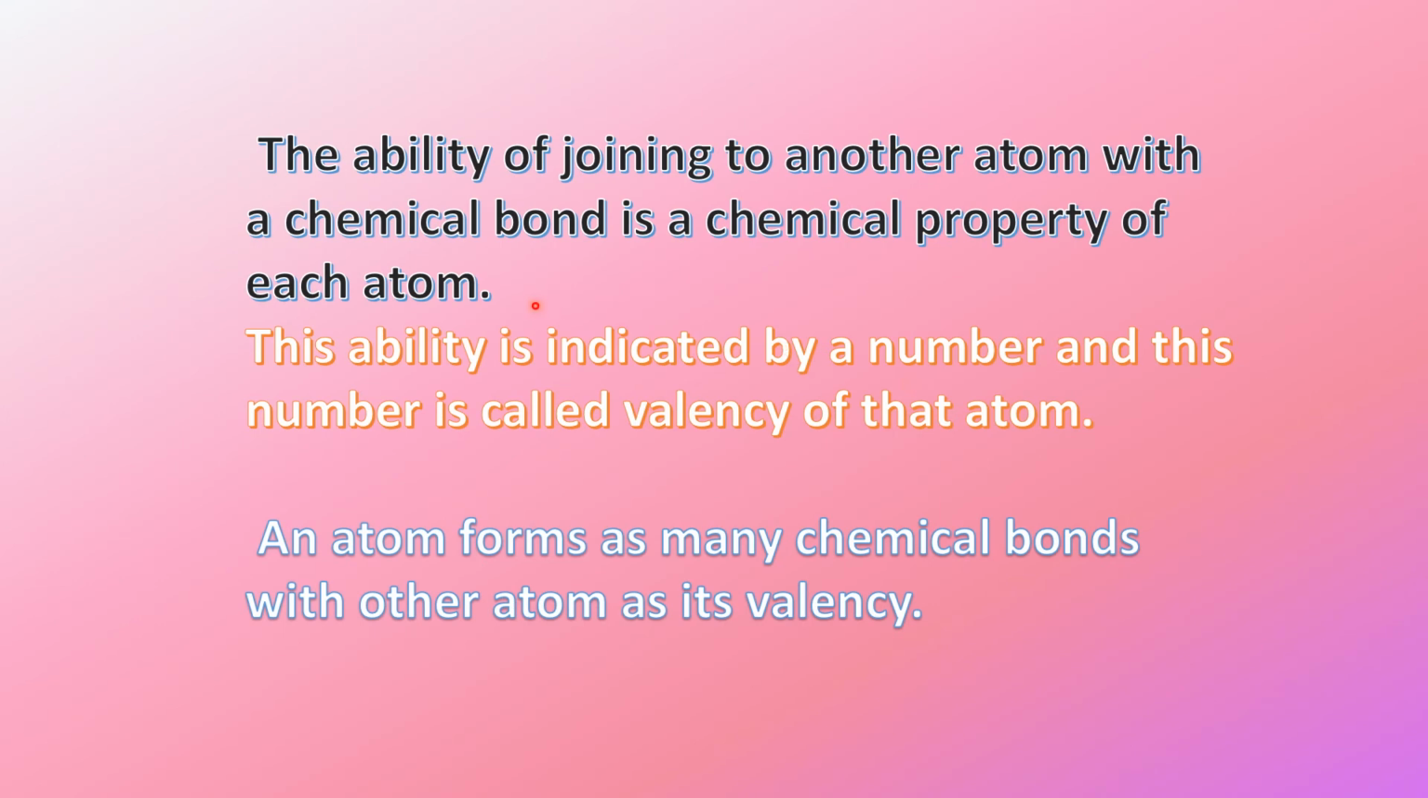The ability of joining to another atom with a chemical bond is a chemical property of each atom. This ability is indicated by a number, and this number is called the valency of that atom. An atom forms as many chemical bonds with other atoms as its valency.